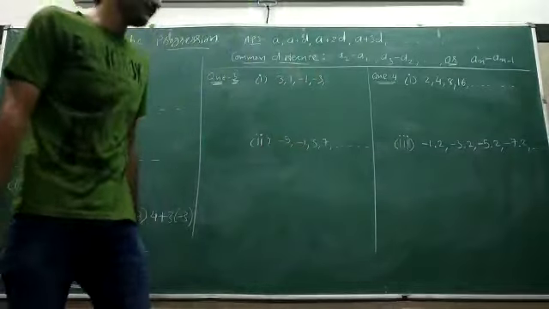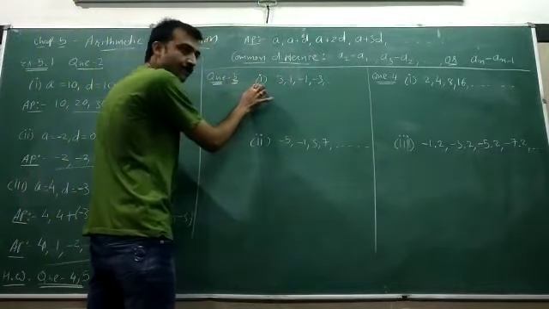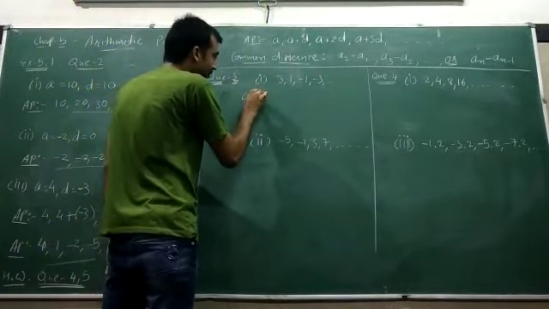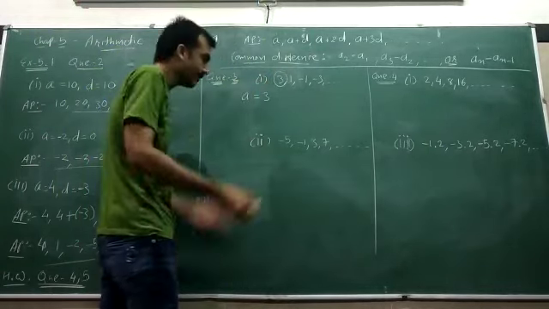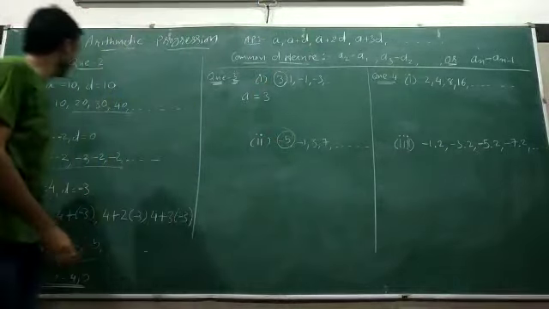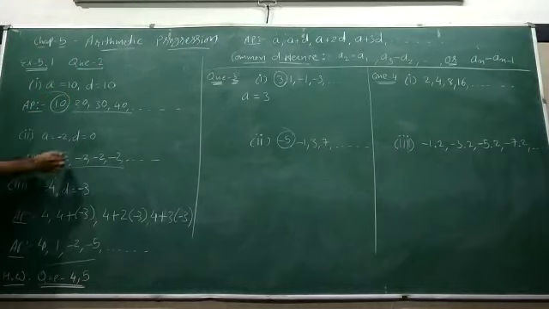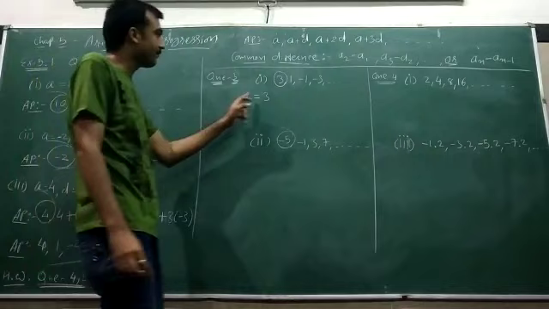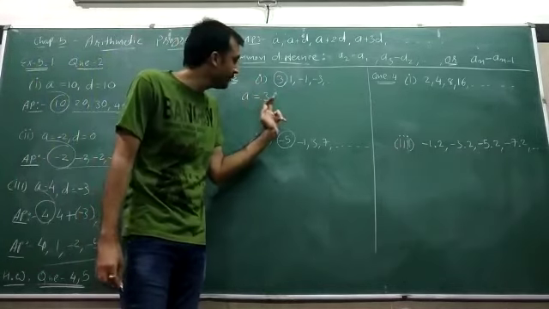What we have to write? The first term and the common difference. So here, in the first question, what will be the first term? Obviously, that will be 3. In the next question, that will be 5. Then the first term will be 10, minus 2, and 4. So it's that easy. In this question, the first term will be 3.